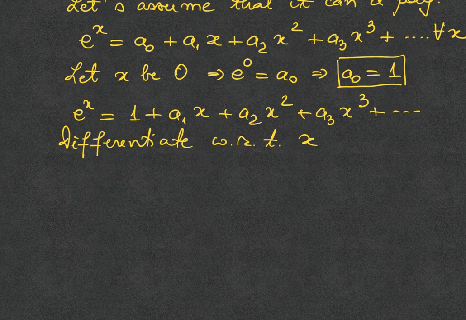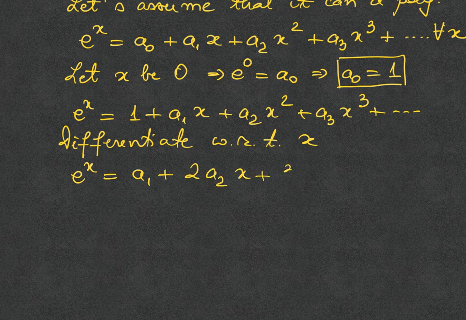And we saw that the derivative of e to the power of x is e to the power of x. So e to the power of x equals the derivative of the right side, where the derivative of 1 is 0. So I get a1 plus 2a2x plus 3a3x squared, plus and so on. Let me write one more because I'm going to need it later.